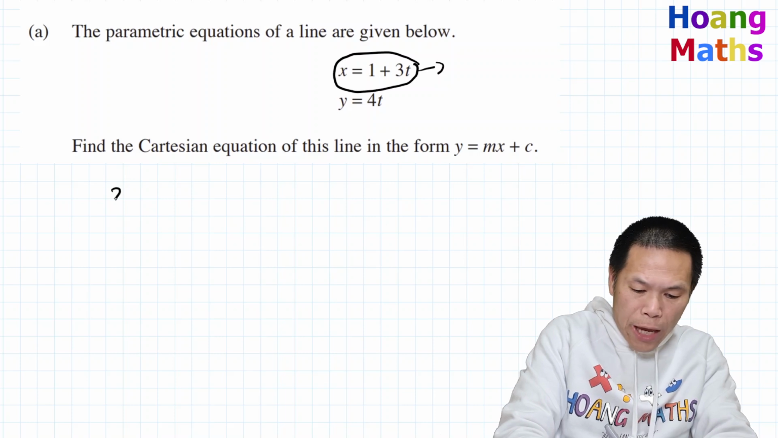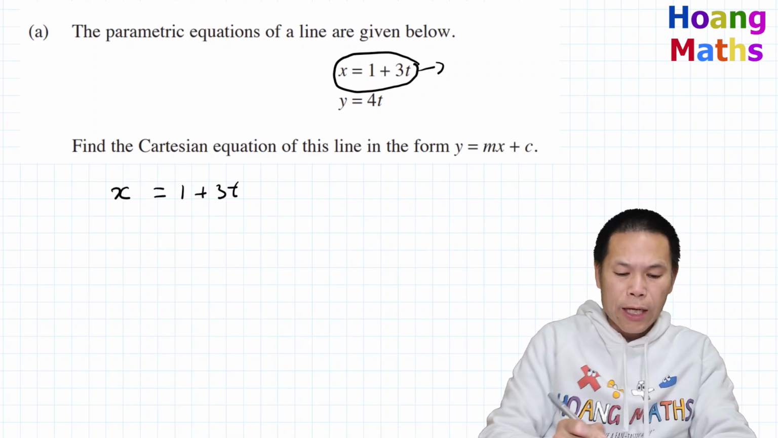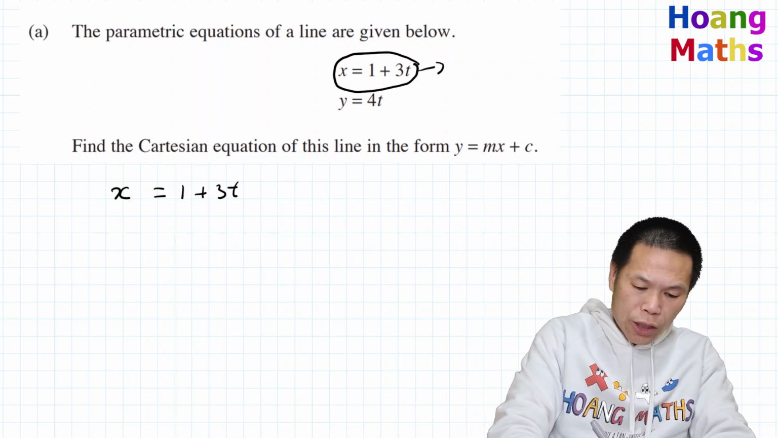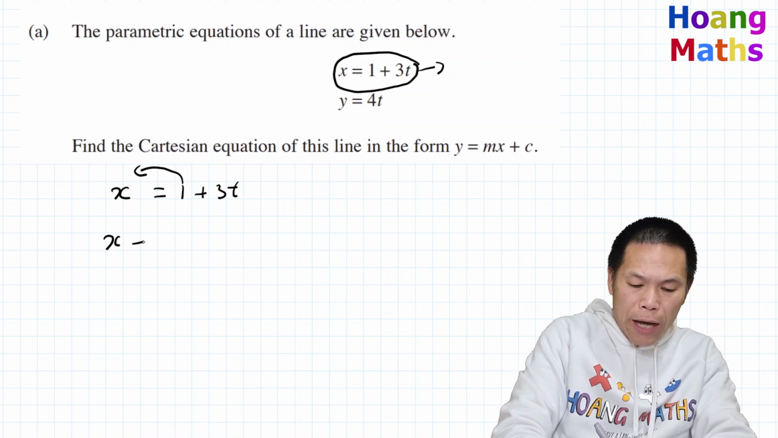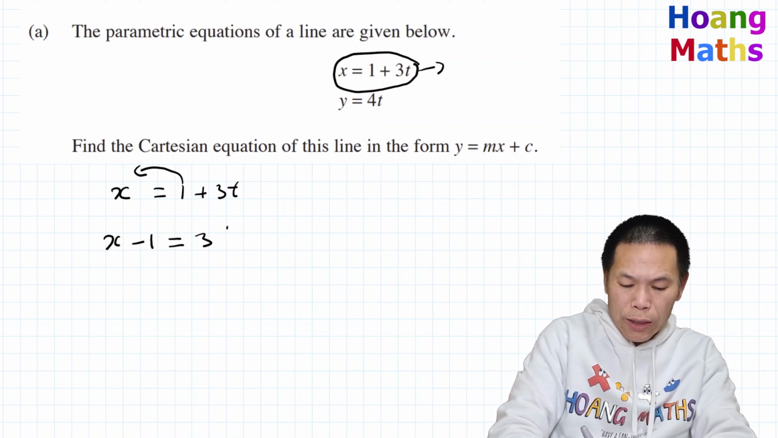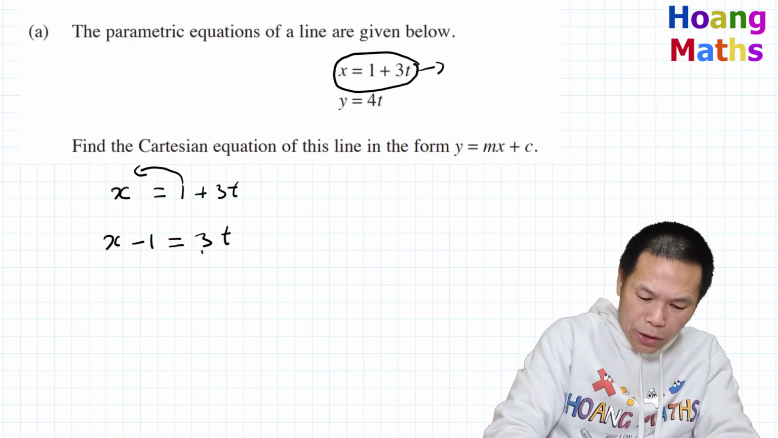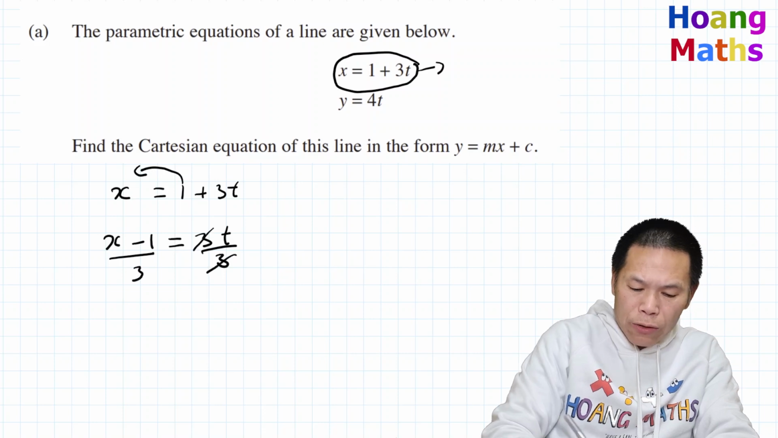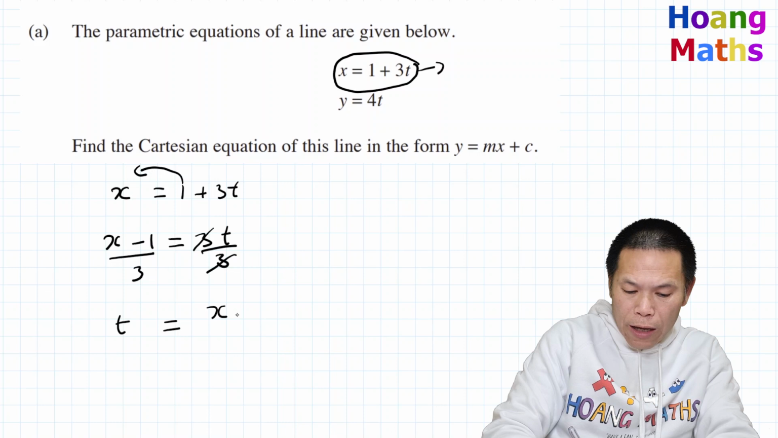We have x = 1 + 3t. If I move the 1 to the other side, that becomes x - 1 = 3t. Then I divide by 3 on both sides. Divide this by 3, divide this by 3, that cancels out. So t = (x - 1)/3.